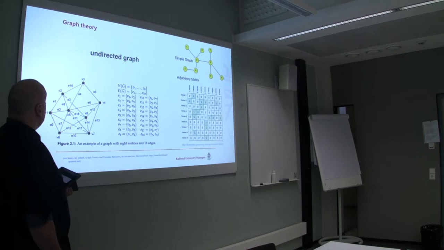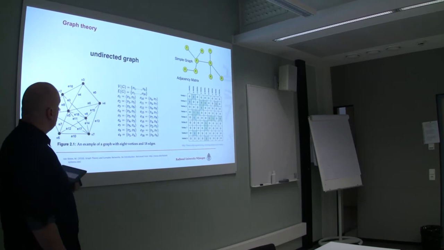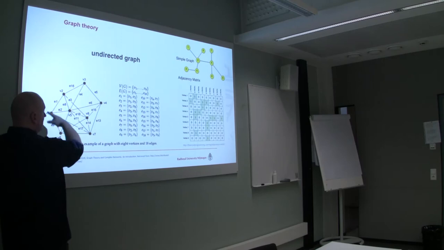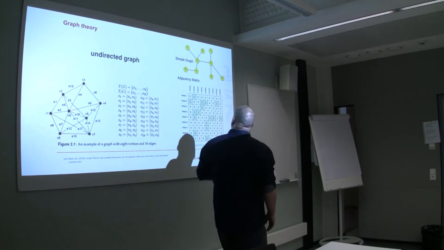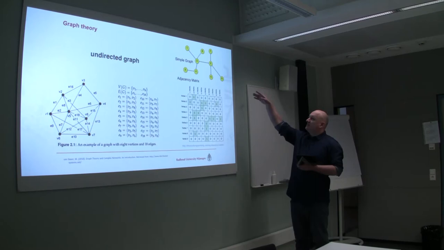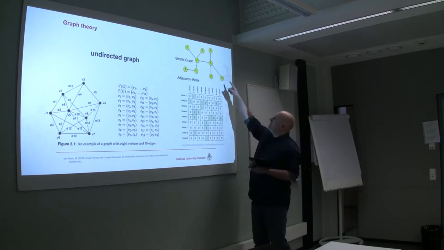So there are different types of graphs. This is the sort of graph that I just showed you. It's an undirected graph, which means you can go anywhere basically. There are no one-way streets here. There are lots of different terms, I'm just showing you some. A simple graph means it's a graph which has no loops in it, right? You cannot make a loop here.